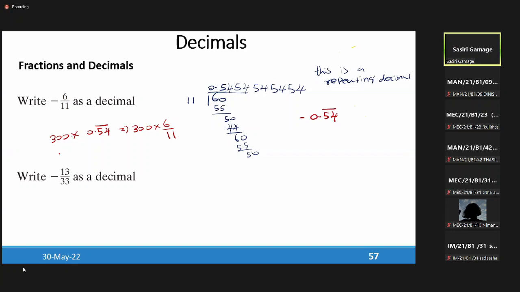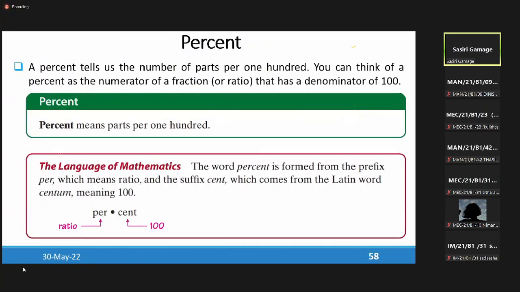Okay, this is about decimals. Then we move into another topic, and it is about percent. Percent, what does that mean? Single word. Pratishat. Yeah, pratisata. Okay.